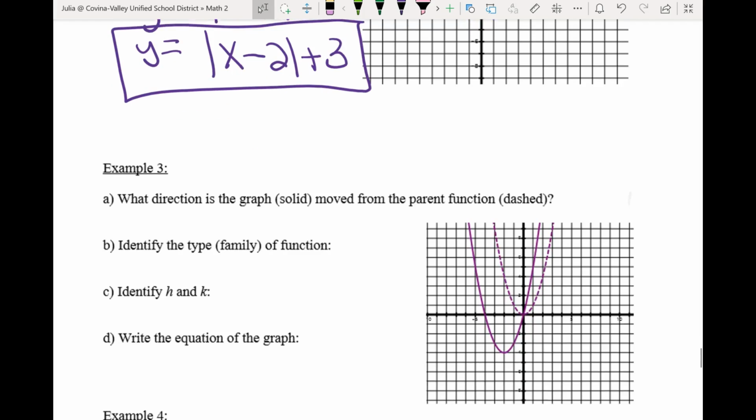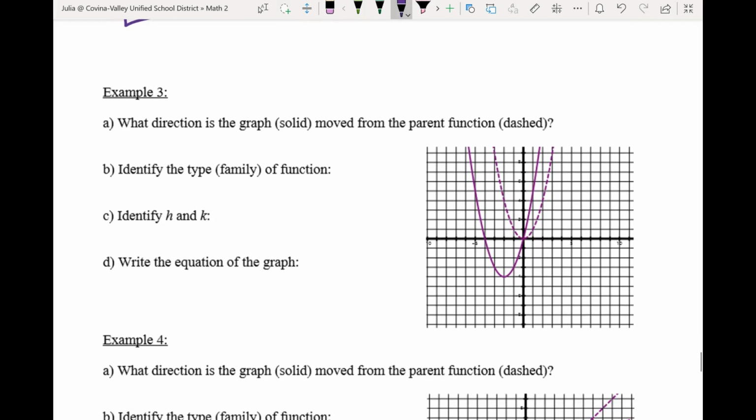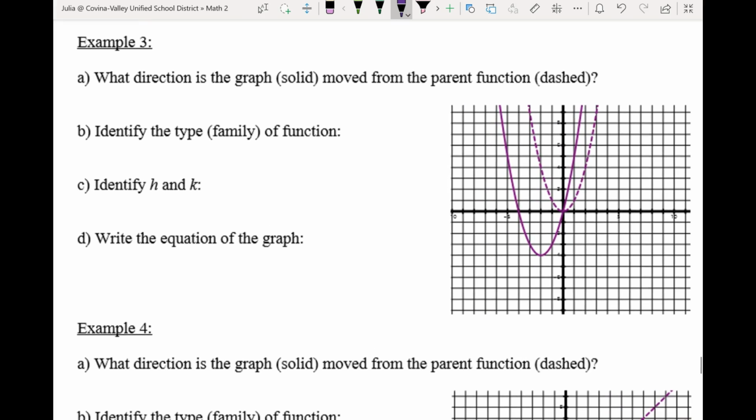So number 3, what direction is the graph moved from the parent function? The parent function is the dotted one at 0, 0. Where does this one go? From the parent down to here, where do we move? To left. Whoops, left 2, down 4. As you can notice, that's also the vertex of this parabola, -2, -4.